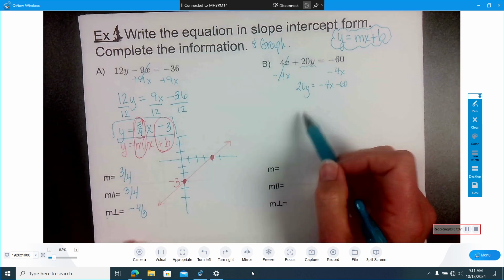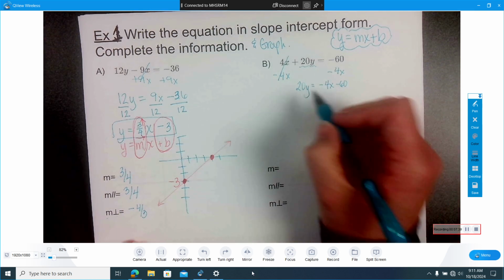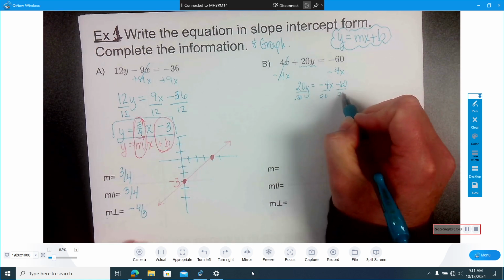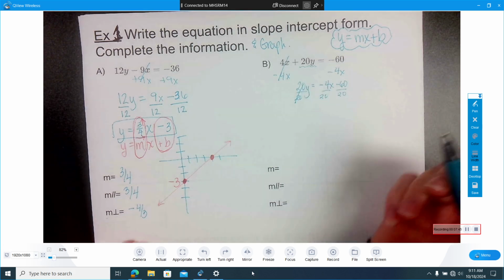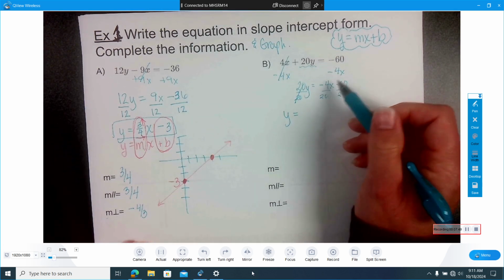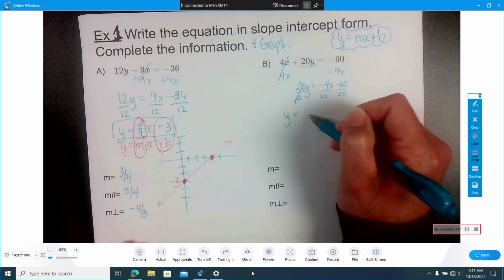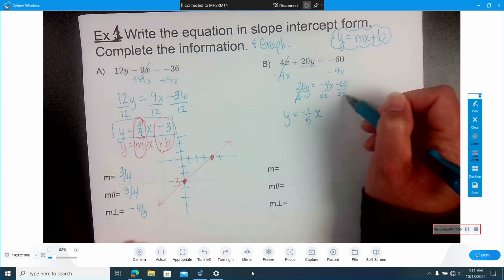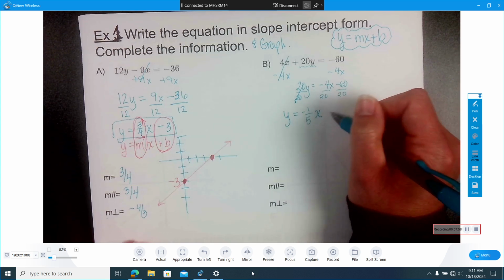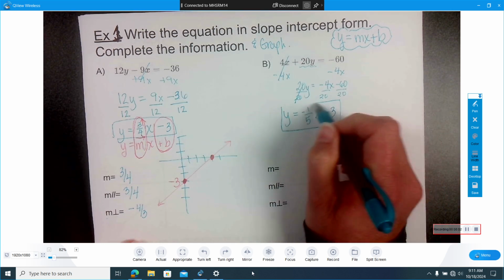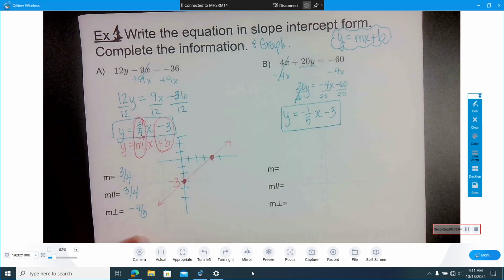Okay, and then how do I get y by itself? Divide everything by a 20. All right, so we get y equals -1/5. Good. Top and bottom divide by 4. So -1/5x and -20. I'm sorry, -3. Very good. -60/20 is -3. Very good. So there is our slope-intercept form.